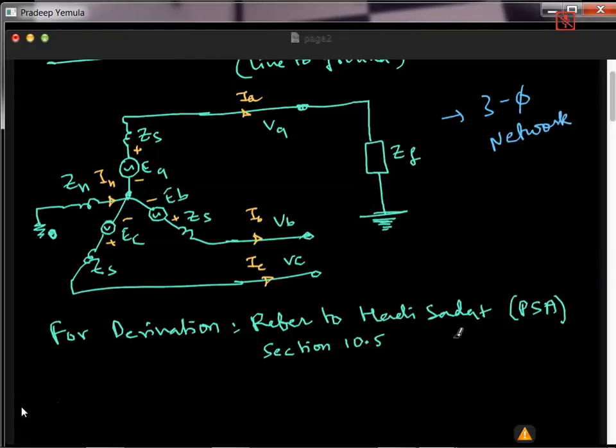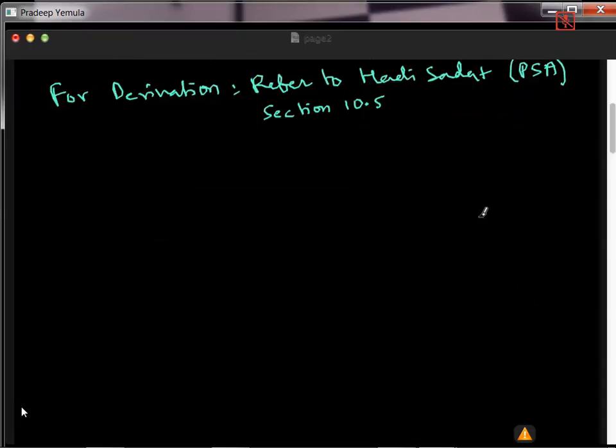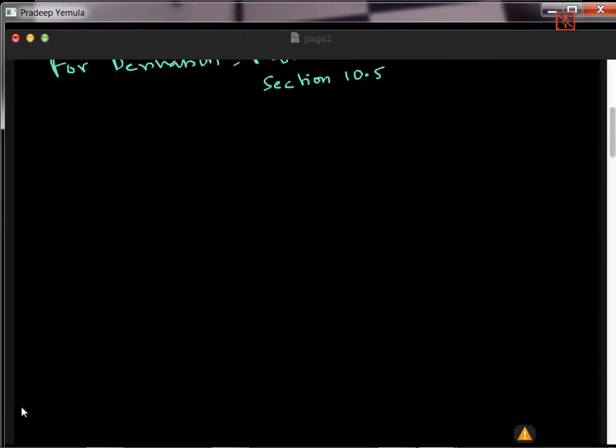What is a sequence network? Okay, so sequence network, first I'll draw the individual sequence network for the generator without any fault. Already we have done it in the previous segment, so I'll just reproduce the same thing here.